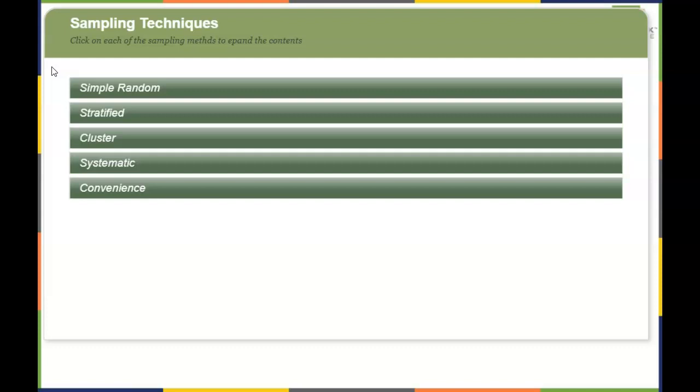There are many sampling techniques. This is your chance to explore each one that we're going to discuss. Simple, stratified, cluster, systematic, and convenience. Click on each of the titles to display an explanation of each of the techniques.